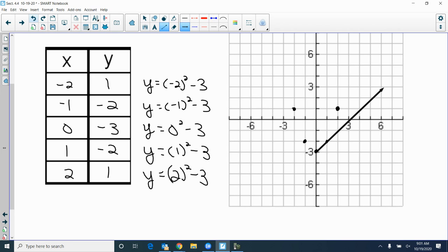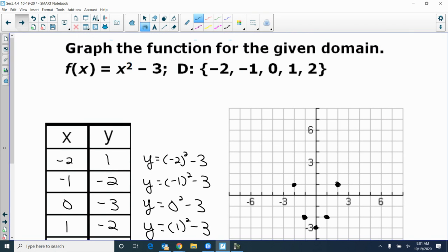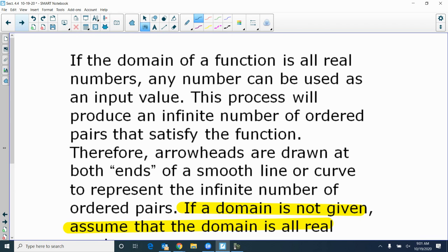Just leave those points. All right, so we saw x squared. We say, all right, it's got to be a U. Okay. All right, now, big little step here.